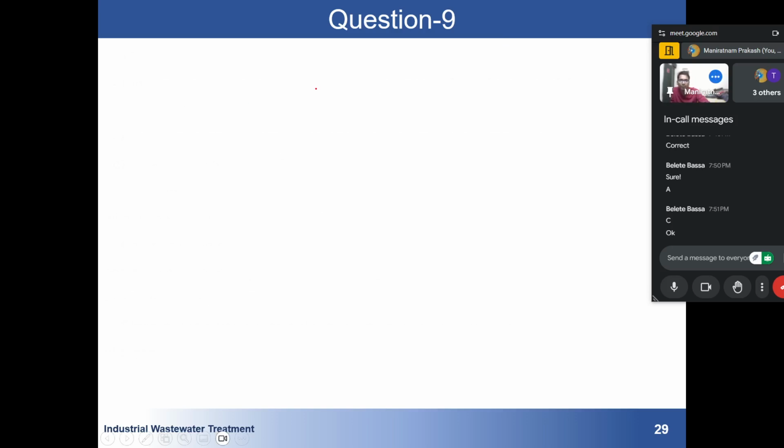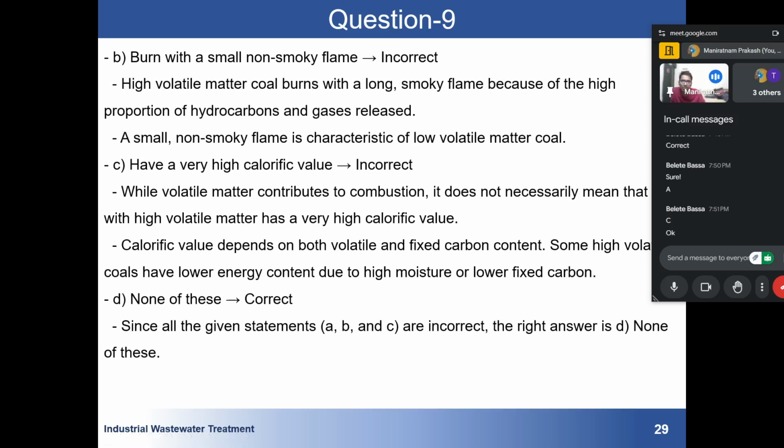Now the second option was burns with a small non-smoky flame. This is also incorrect. High volatile matter coal burns with a long smoky flame because of the high proportion of hydrocarbon and gas release. So remember why it is volatile, because it has a high amount of carbon and hydrocarbon. High amount of hydrocarbon means more gas will be released, and more gas released means it will be more smoky.